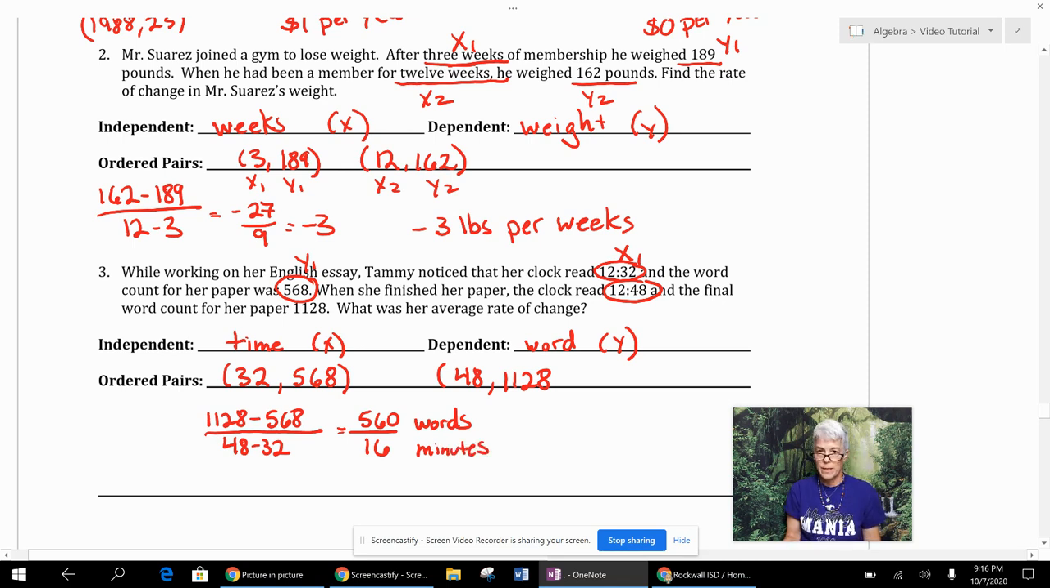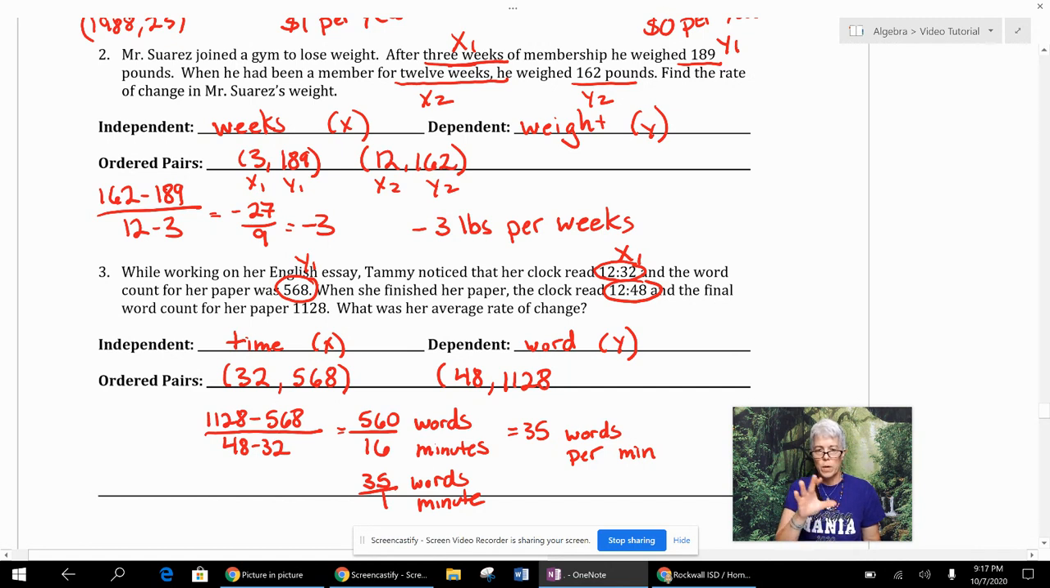Now, if I simplified this, well, I could divide the 560 by 16. Okay, and I would end up with 35. But is that 35 words per minute or 35 minutes per word? So you have to make those kind of decisions also. This is going to be 35 words per minute. If I took 560 and I continued to simplify it, I would end up with a 35 over 1, which is where we get our 35 words in 1 minute.